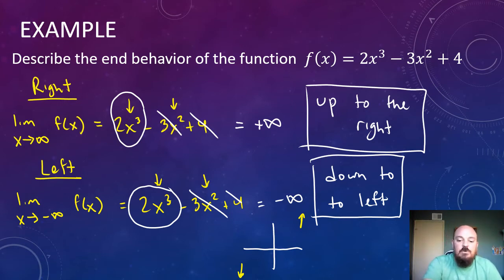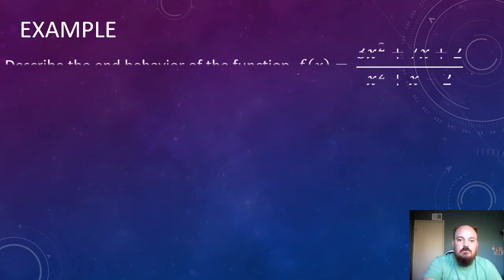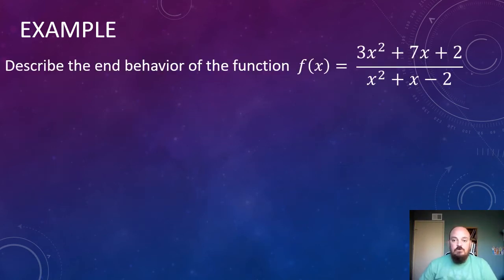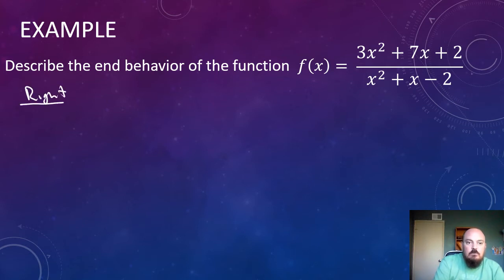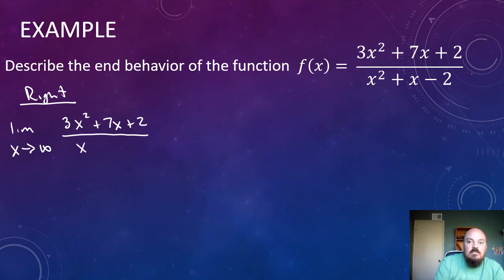All right, let's look at one more example. Same question, describe the end behavior. So let's do right and left again. I'll do right first. And I'll do the limit as x approaches positive infinity of, and let me just copy the question again, 3x squared plus 7x plus 2 over x squared plus x minus 2.